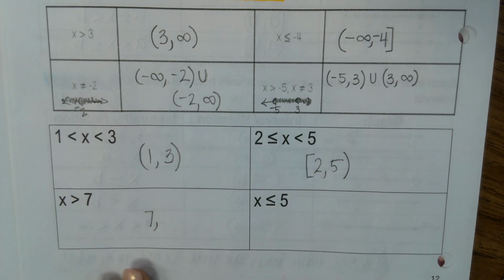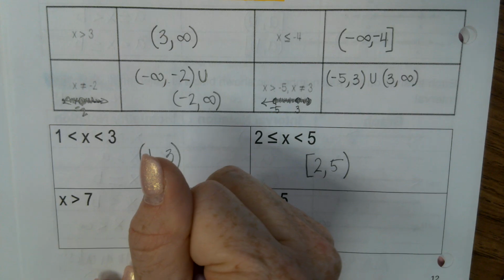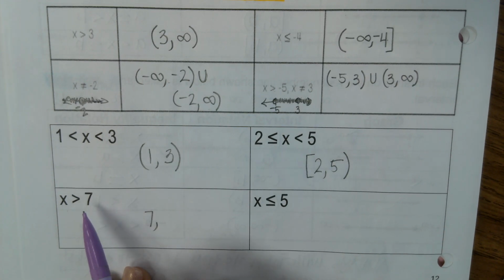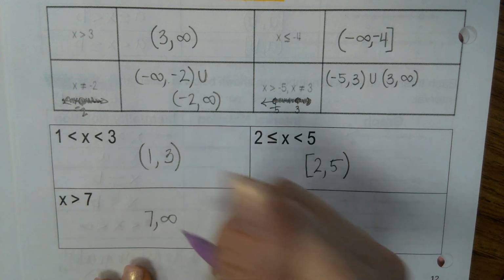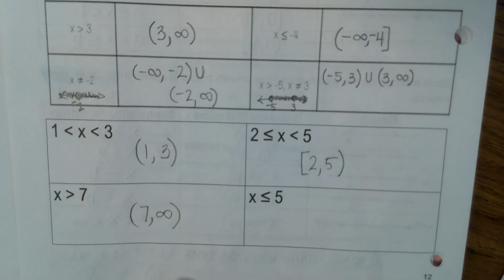7, comma. If x is greater than that, does it ever stop? Positive infinity. All right, and both of these get parentheses.